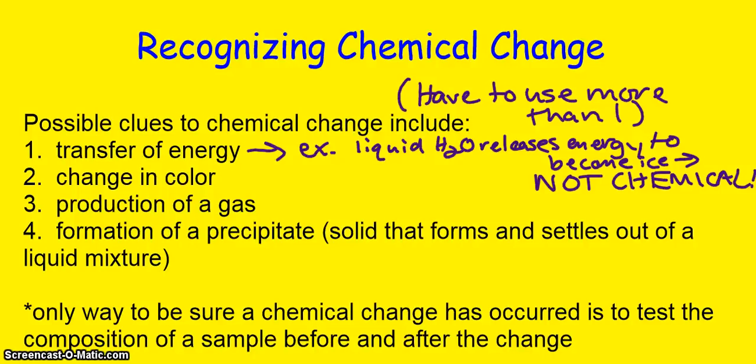Production of a gas. If I have some things coming together like it did in our observation lab at the beginning of the year, the two powders and the liquid, and we get a gas produced, there's a good chance that that is a chemical change. But what you must do is confirm that the gas is actually a different substance and not just boiling or a new state of matter.